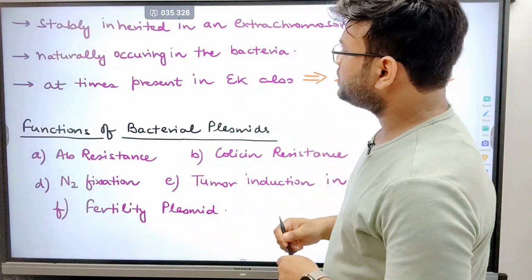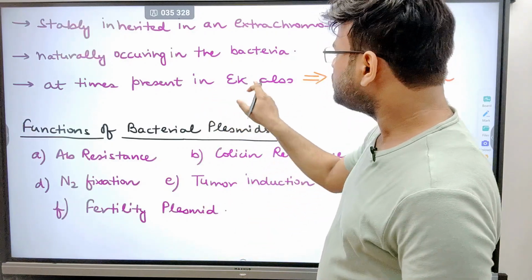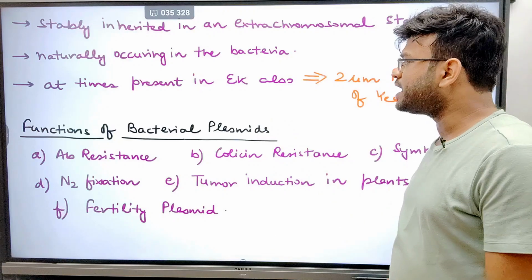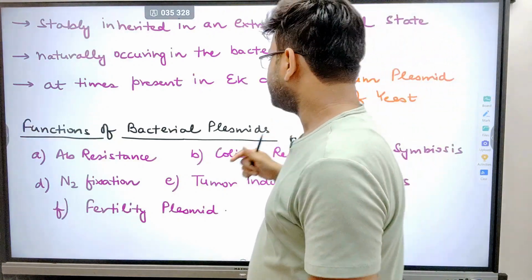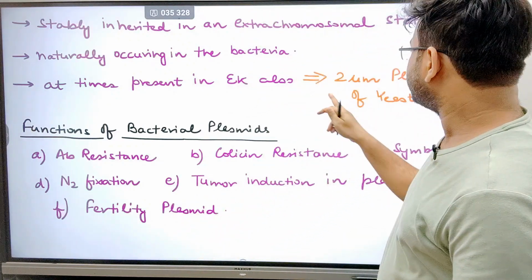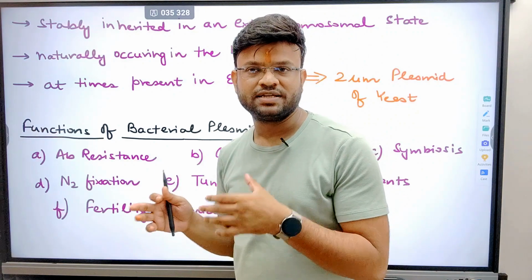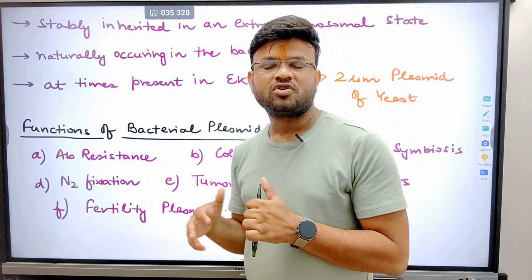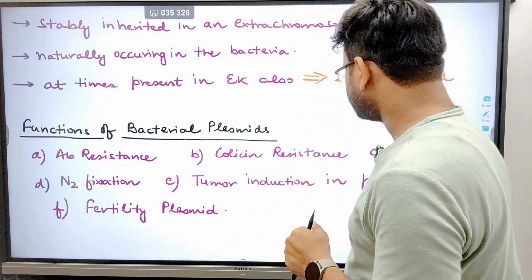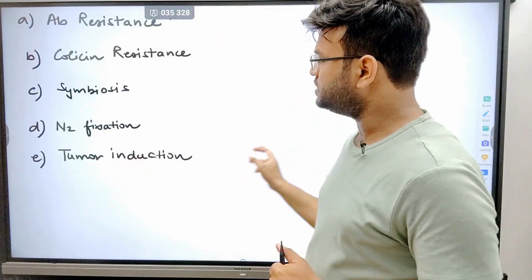One more important thing is that, as I have told you, plasmids are present inside eukaryotic cells also. In eukaryotic cells, an example is the 2 micrometer plasmid of yeast. Basically, it is seen inside the yeast cell when we talk about eukaryotic cells. Now, since we have discussed this, I have also told you about these things.